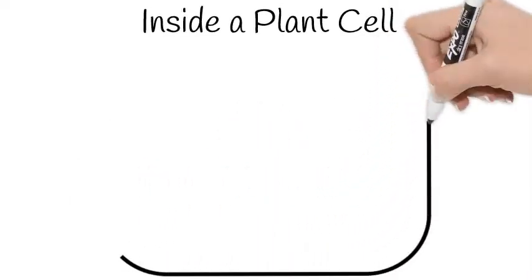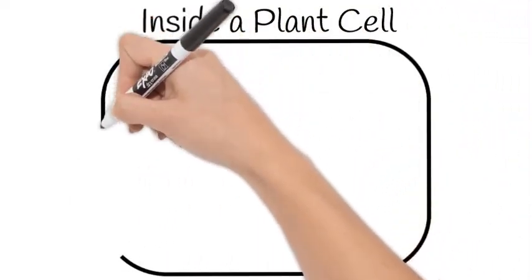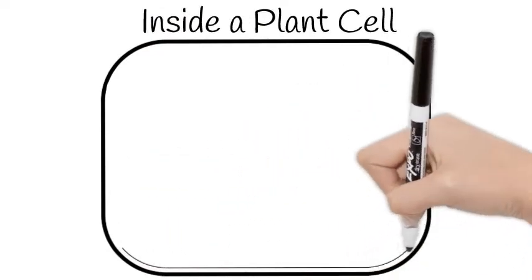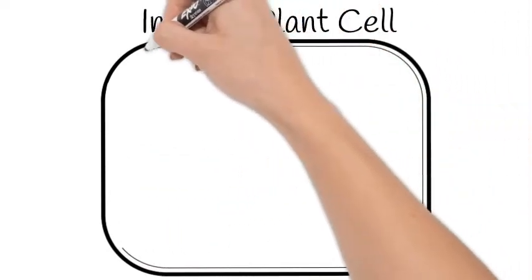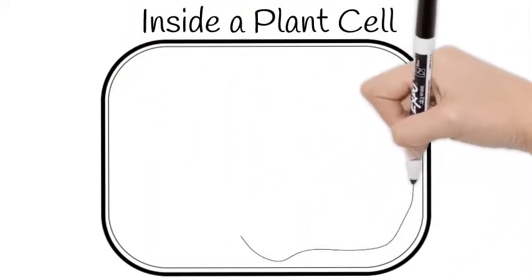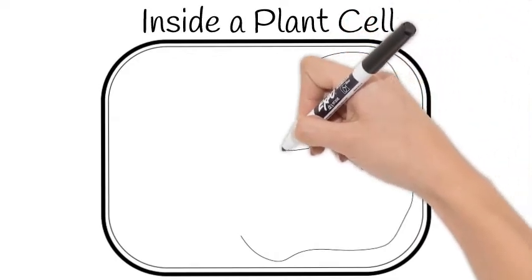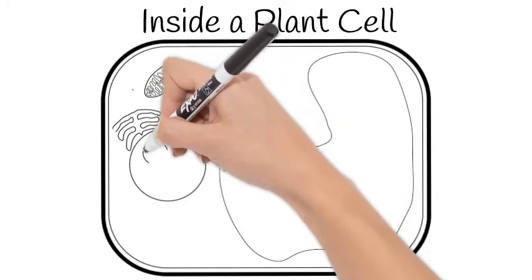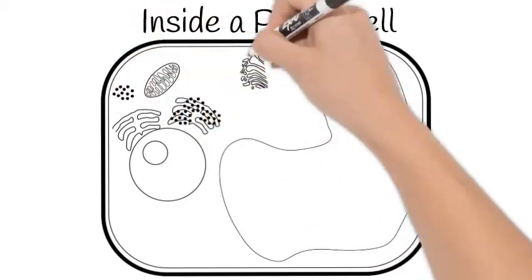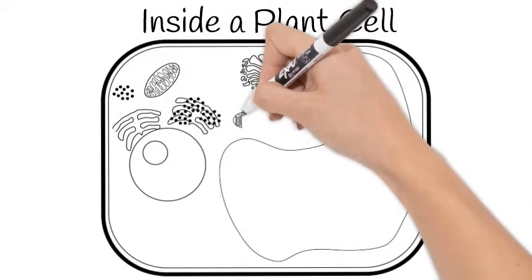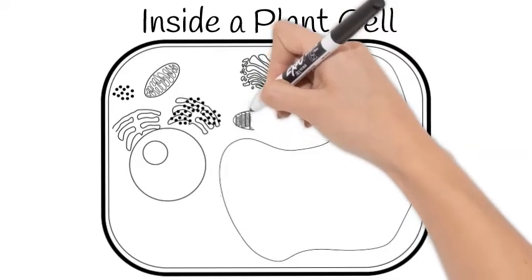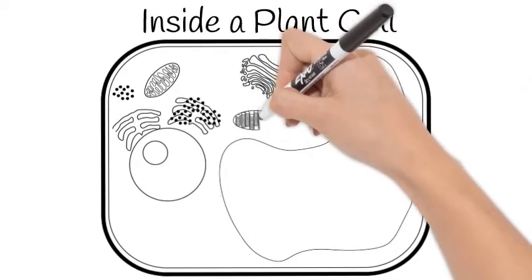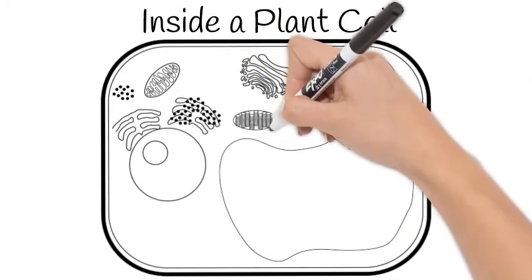The outside layer of a plant cell is actually the cell wall. The cell membrane sits just inside it. The cell has vacuoles, but all plant cells have a large one that takes up most of the cell, as well as a few smaller ones. Plant cells have mitochondria, ribosomes, smooth and rough ER, a nucleus and a nucleolus, but they also have extra organelles called chloroplasts.